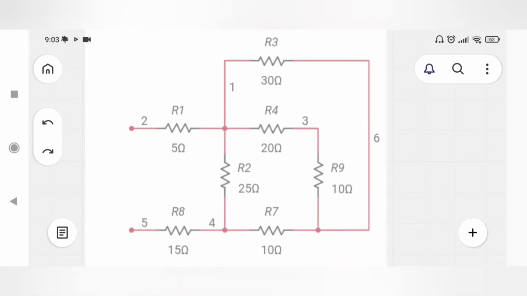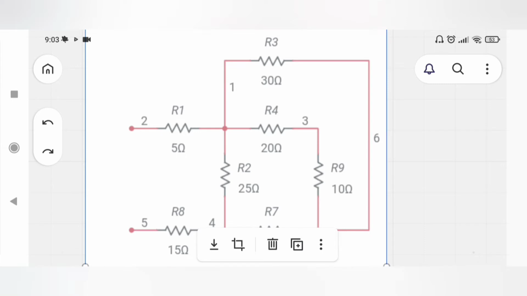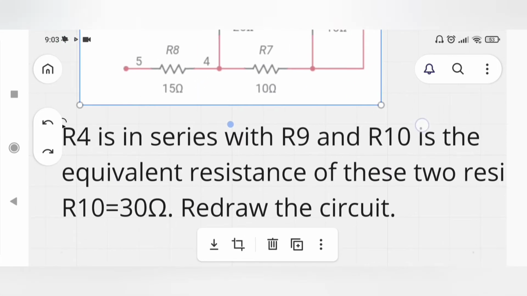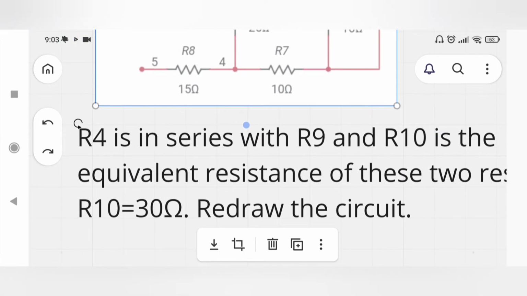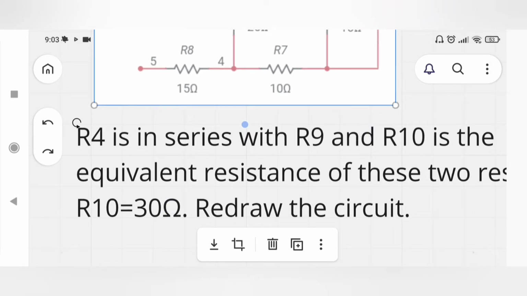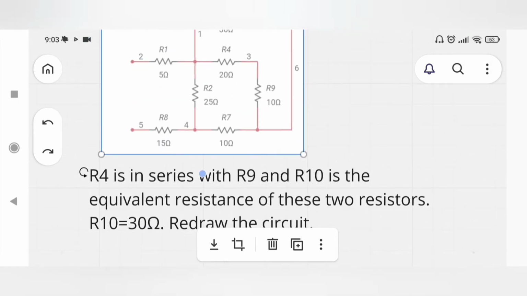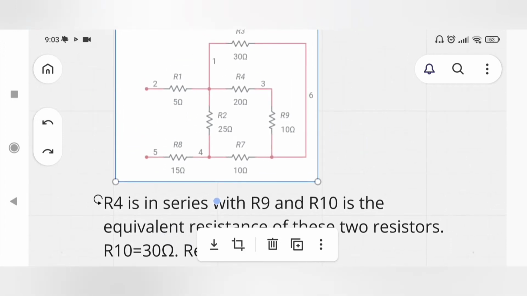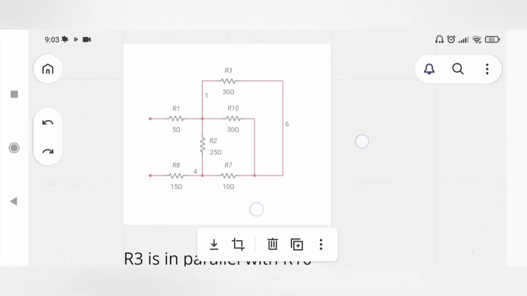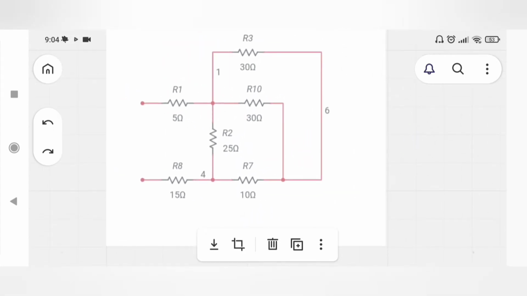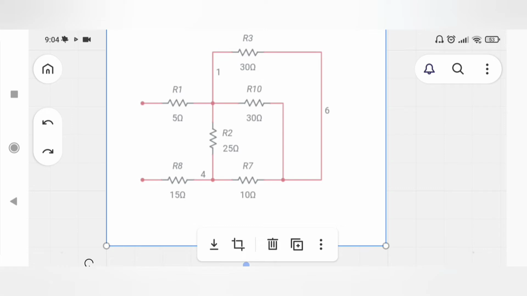Now you can see R4 and R9 are in series with each other, and the equivalent is simply 30 ohms. So R4 is in series with R9 and R10 is the equivalent resistance of these two resistors, and R10 is equal to 30. We can replace R4 and R9 with a single resistor of 30 ohm. Redraw this circuit. Here is R10.